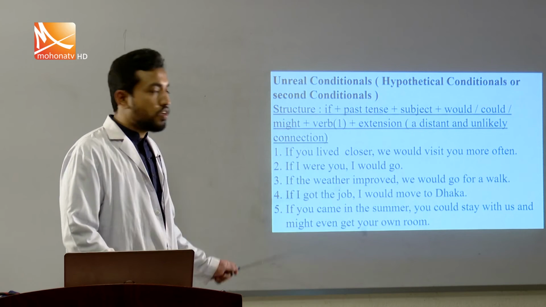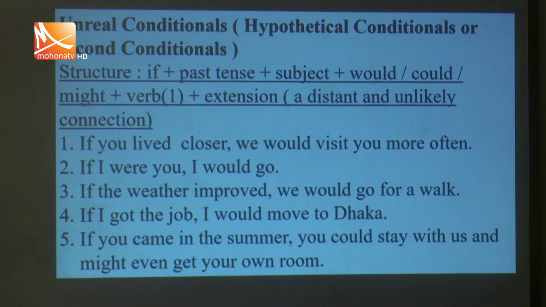So if I got the job, what is the difference? Now I am going to give you a sentence. If I get the job, I will move to Dhaka. That means if I use present tense, and here if I use will, there is possibility that it might happen, okay? But if we use past form and if we use would or could, there is less possibility. If I got the job, I would move to Dhaka, okay? But getting the job, here there is less possibility, okay?